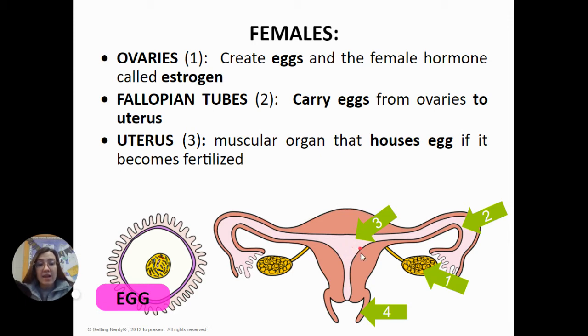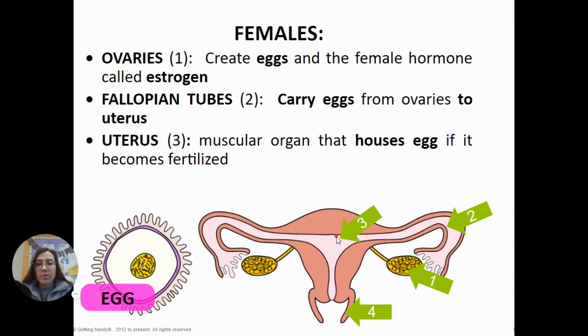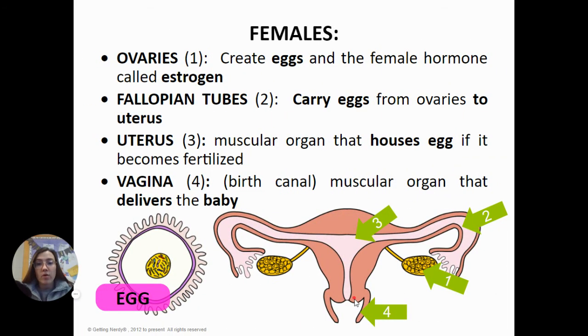The egg actually attaches itself to the uterus into the walls so that it holds on tight and will stay there while it grows. The last body part we're going to look at is number 4, and this is the actual vagina. And I want you to notice that this is the birth canal, okay? So this is the organ that delivers the baby.